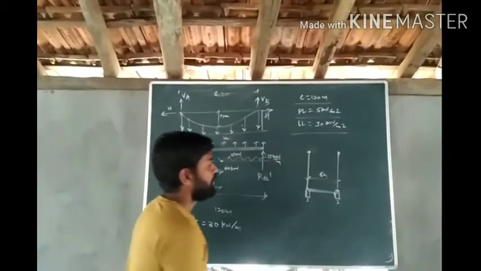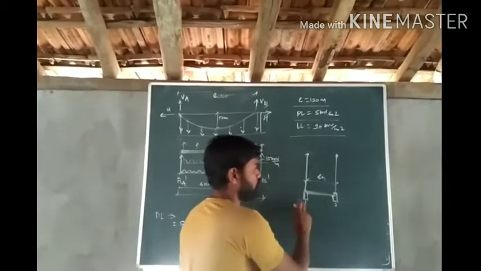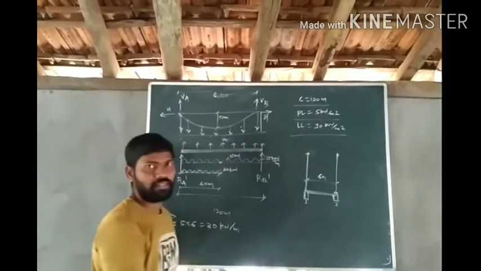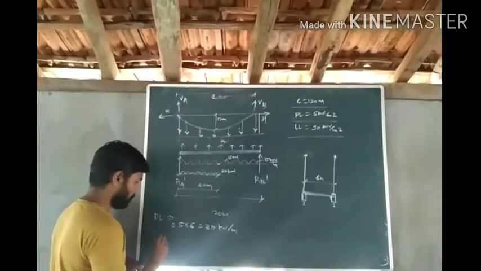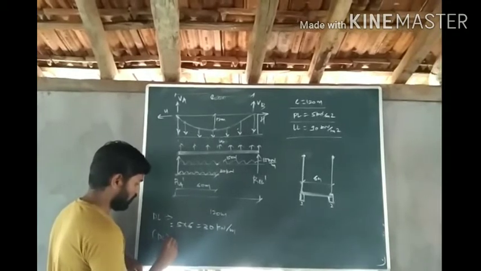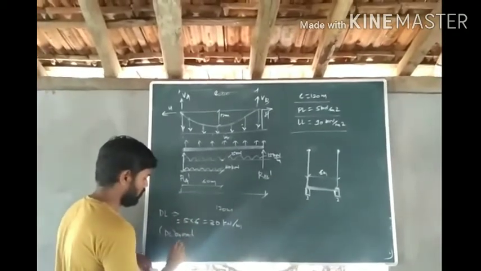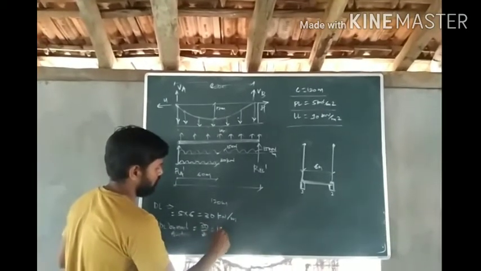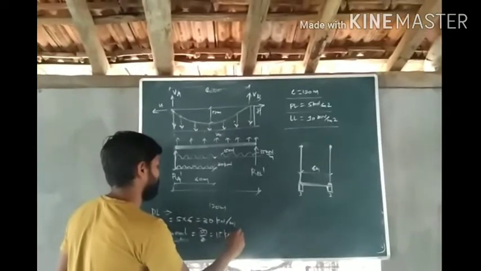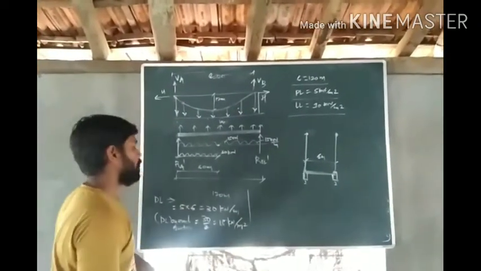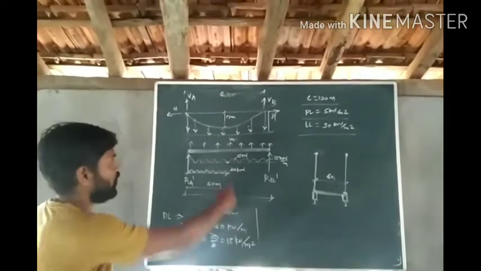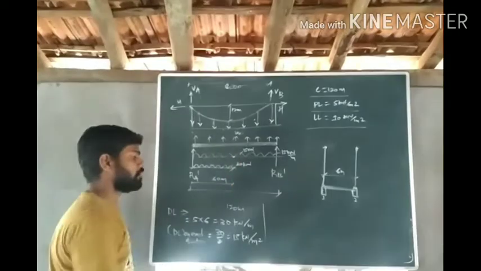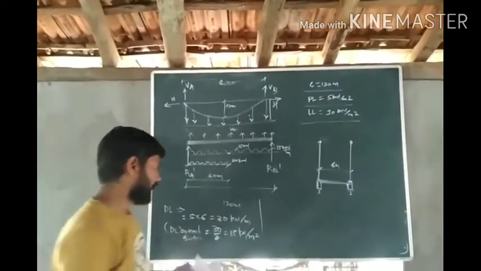Now it is supported by 2 stiffening girders. ये 2 stiffening girder तो हा total 30 kilonewton support करता है. मग एका स्टिफनिंग गर्डरवर किती येईल तर 30 divided by 2. So dead load on each girder is 15 kilonewton per meter. I have shown here. This dead load is fully applied over this span, so it is 15 kilonewton per meter.